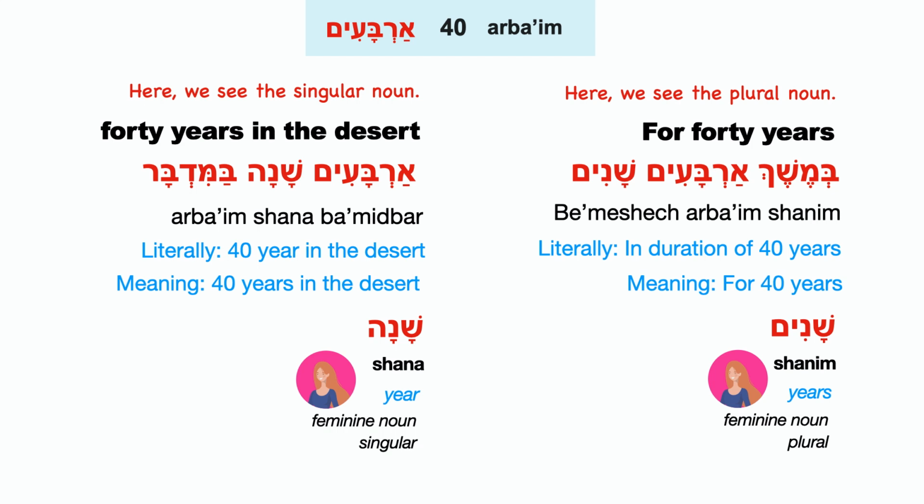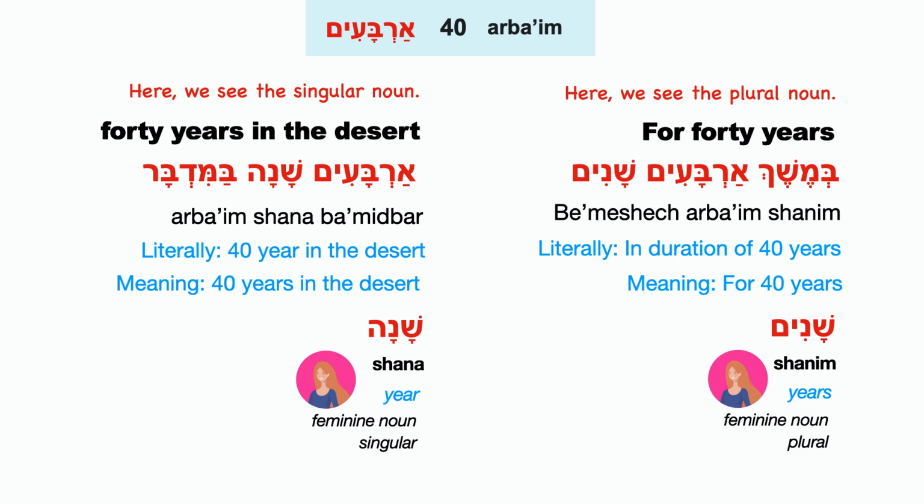So shana is a feminine noun in its singular form. So 40 shana is literally 40 year. 40 shana bamidbar, 40 year in the desert. But of course, what we really mean there is 40 years in the desert. This is a correct way of saying it. We could have said 40 shanim bamidbar, and that would have also been correct. So we have the option to say the item being denoted in its singular form or in its plural form.